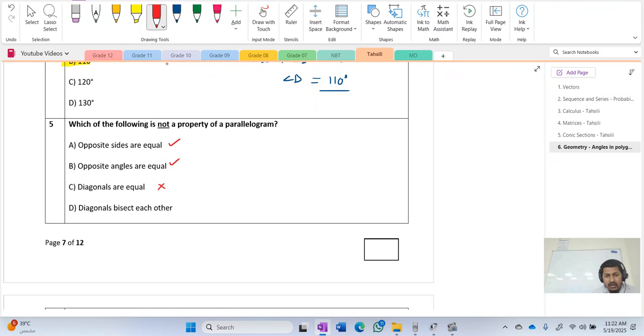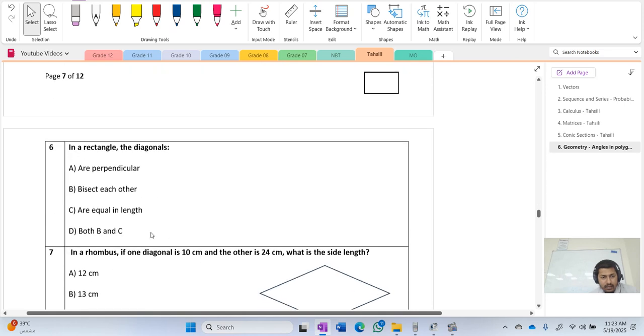In a rectangle, are the diagonals perpendicular? No. Do the diagonals bisect each other? Yes. Are they equal in length? Yes, they are equal in length. So what's the answer? Both B and C? Yes, that should be correct. You can't select just one of these answers because both B and C are correct.